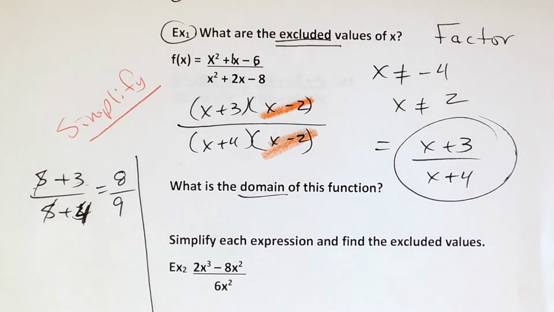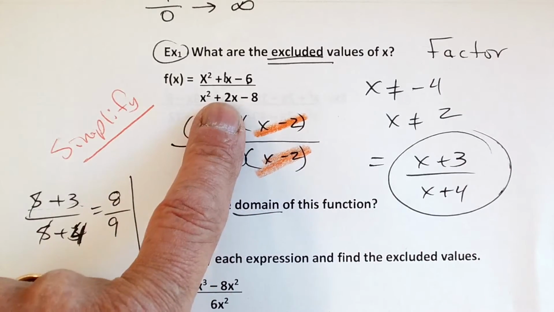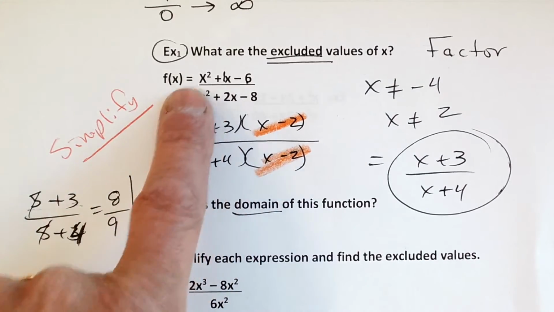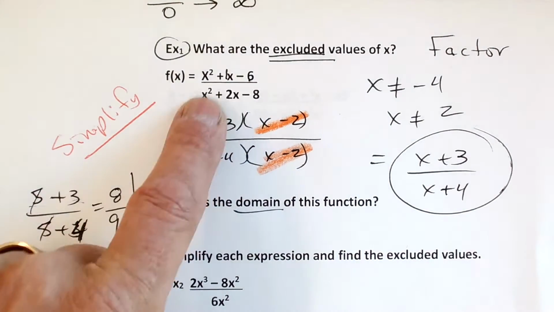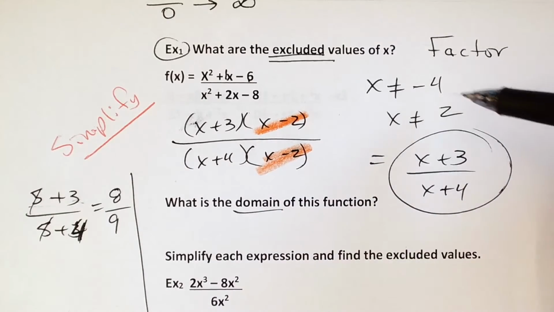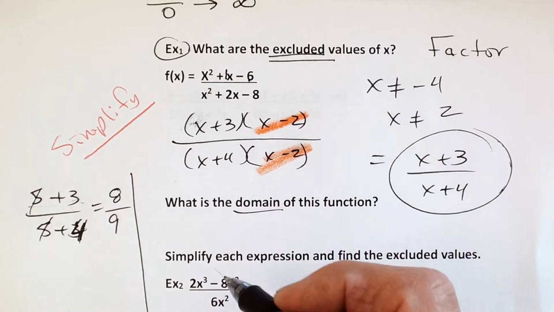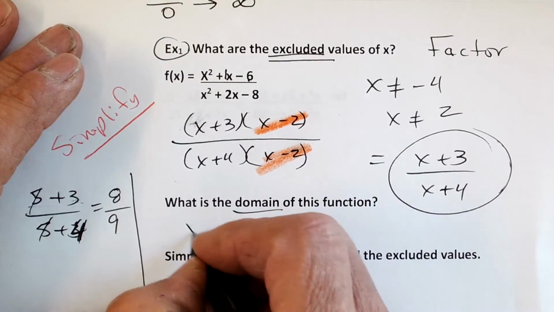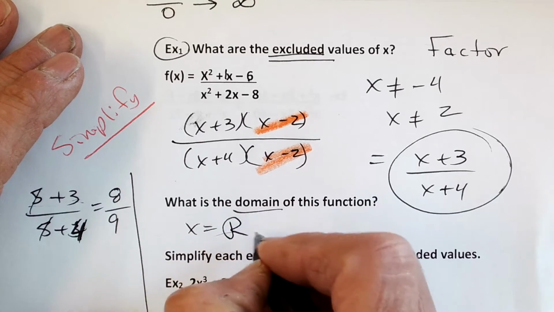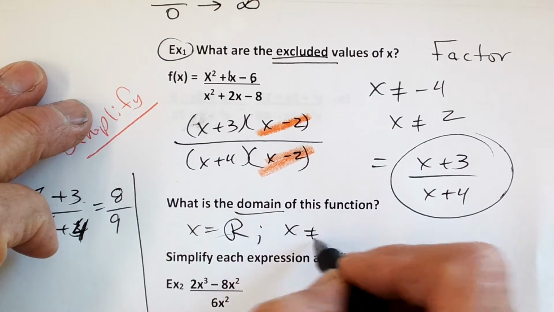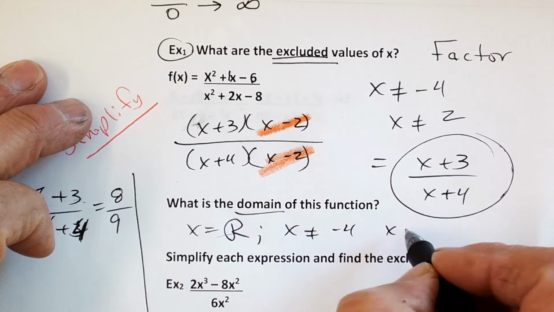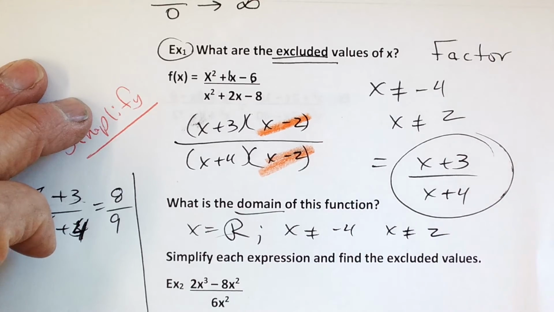Now, domain. Domain is, well, what can x be? Well, in this problem, x can be everything. I can plug in any number for x except negative 4 and 2. So the domain is, what can x be? X can equal all real numbers. I can plug in everything. Any number I can plug in except x cannot equal negative 4 and x cannot equal 2.